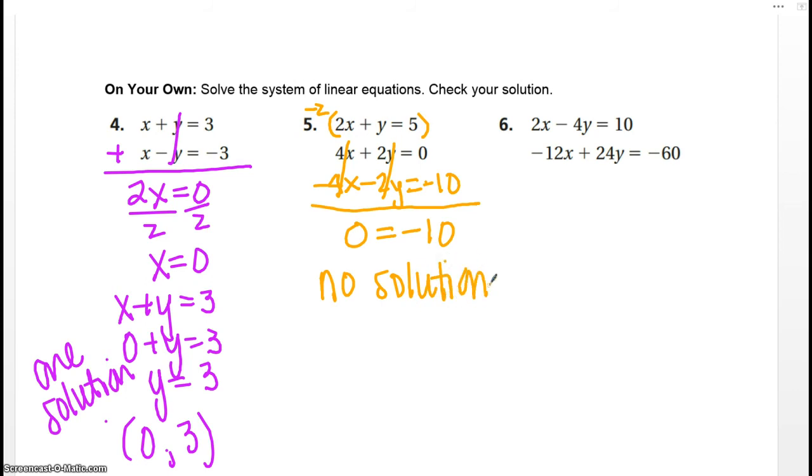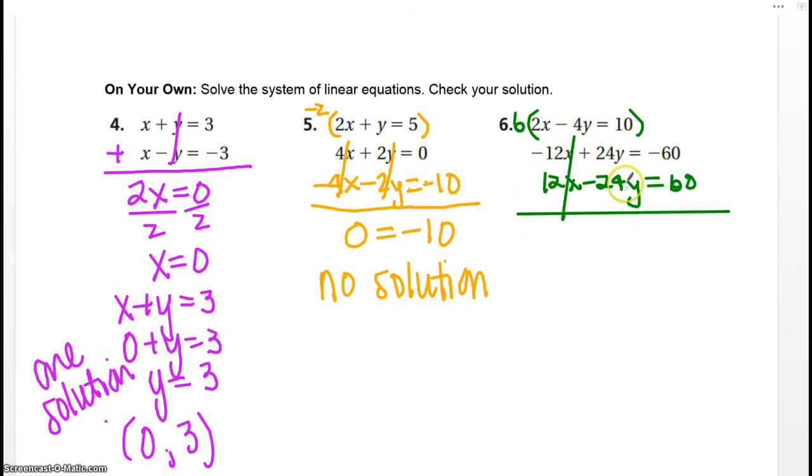And lastly, number 6. I think this one is easiest to solve using elimination as well. Okay, so you need to multiply this first equation. I already have a positive value and a negative value. I just need to multiply this top equation by 6, which gives me 12x minus 24y is equal to 6 times 10, which is 60.